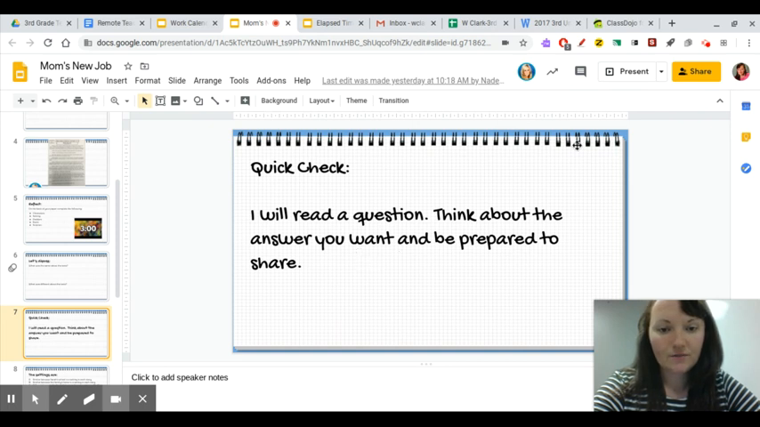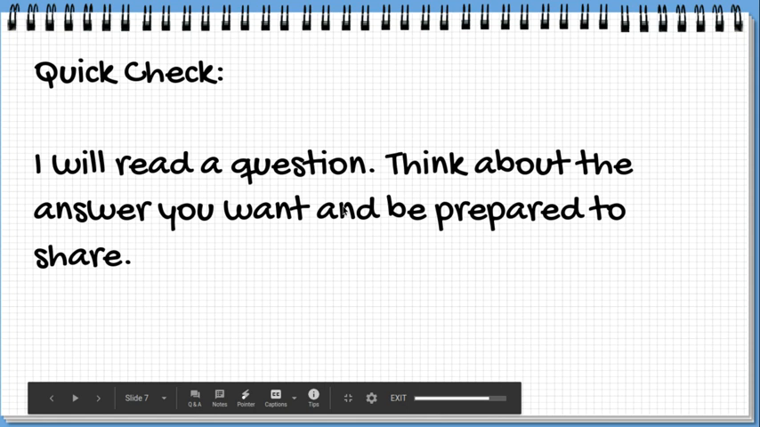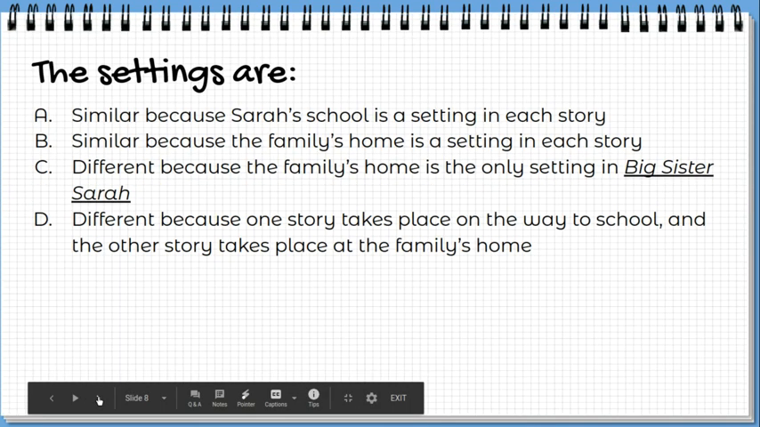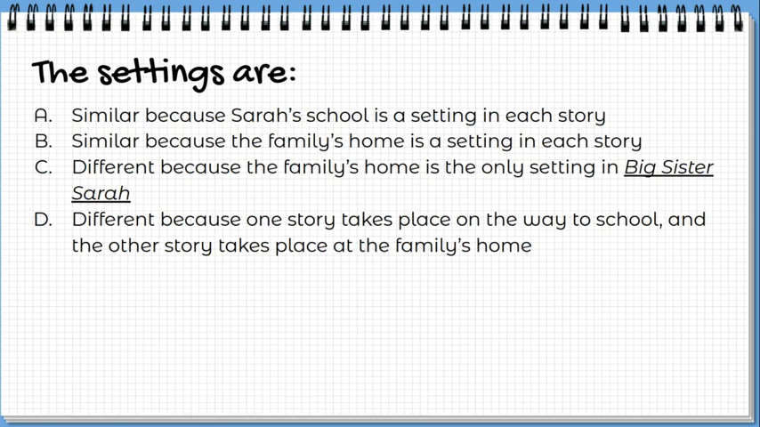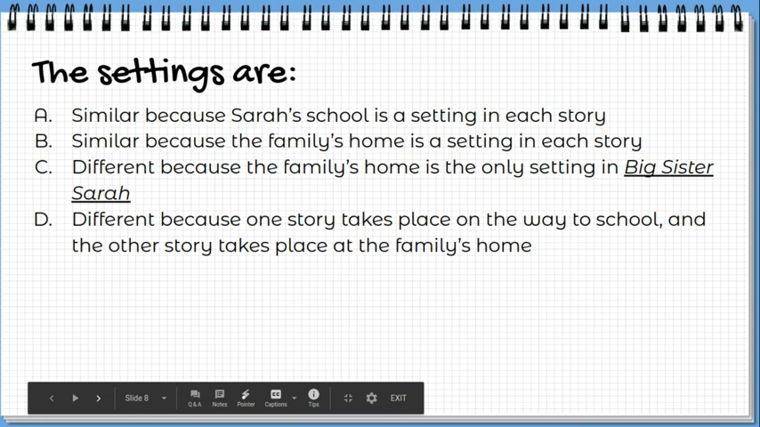I'll read a question, think about the answer you want, and be prepared to share. You can write the answers down on your passage and we'll go over them. All right, so the settings are: A, similar because Sarah's school is a setting in each story. B, similar because the family's home is a setting in each story. C, different because the family's home is the only setting in Big Sister Sarah. Or D, different because one story takes place on the way to school and the other story takes place at the family's home. Okay, so decide which one is the correct answer. You can pause the video whenever you like.